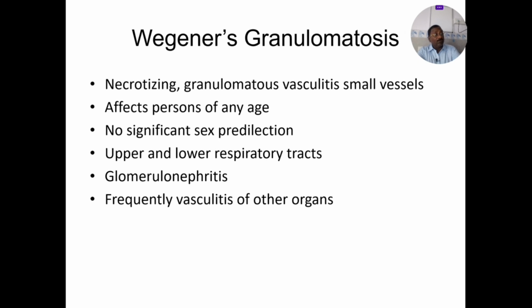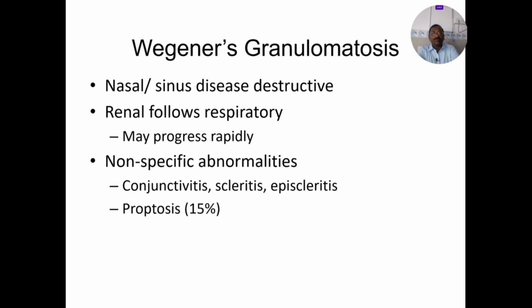And here the glomerulonephritis is also there. Along with your respiratory tract involvement, glomerulonephritis, the renal involvement here. Frequently, vasculitis of the other organs also may be involved in the Wegener's granulomatosis. Nasal and the sinus disease is destructive. Renal follows the respiratory, may progress very rapidly. And non-specific abnormalities like conjunctivitis, scleritis, episcleritis, proptosis.